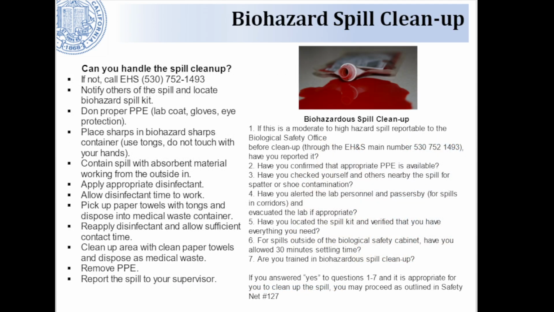What to do if a biological spill has occurred. First, you should assess whether or not you are capable of cleaning up the spill by yourself. If the spill is beyond your capabilities, immediately contact the EH&S Help Desk at 530-752-1493. If you can manage the spill on your own, follow the steps outlined here and on Safety Net number 127.